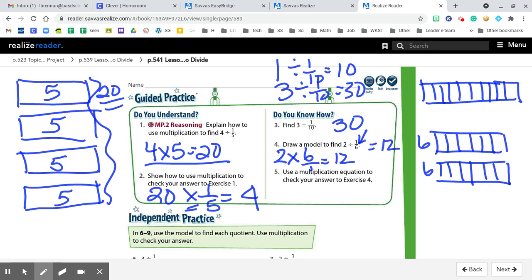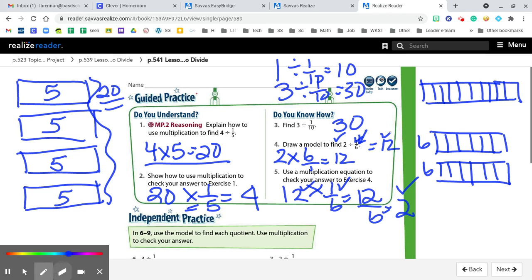Use a multiplication equation to check your answer to exercise 4. Well, my answer is 12. I'm going to multiply it by 1/6, and I get 12 over 6, which equals 2. So there's my 2, there's my 1/6, and there's my 12. And that's how you use some division for the fractions.